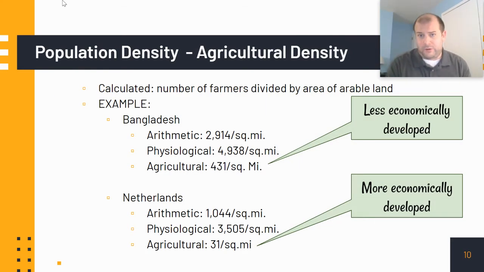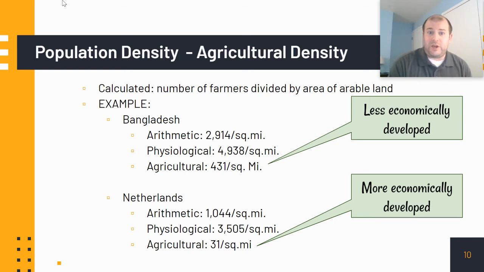The last density here is agricultural density, which is the total number of farmers divided by total arable land. So why the heck would I focus just on the farmers? Well, let's look at two examples here. We've got Bangladesh and the Netherlands. Bangladesh is 431 farmers per square mile. The Netherlands is 31 farmers per square mile. Two different numbers. Okay, what these numbers actually can tell me is that Bangladesh is less economically developed than the Netherlands.